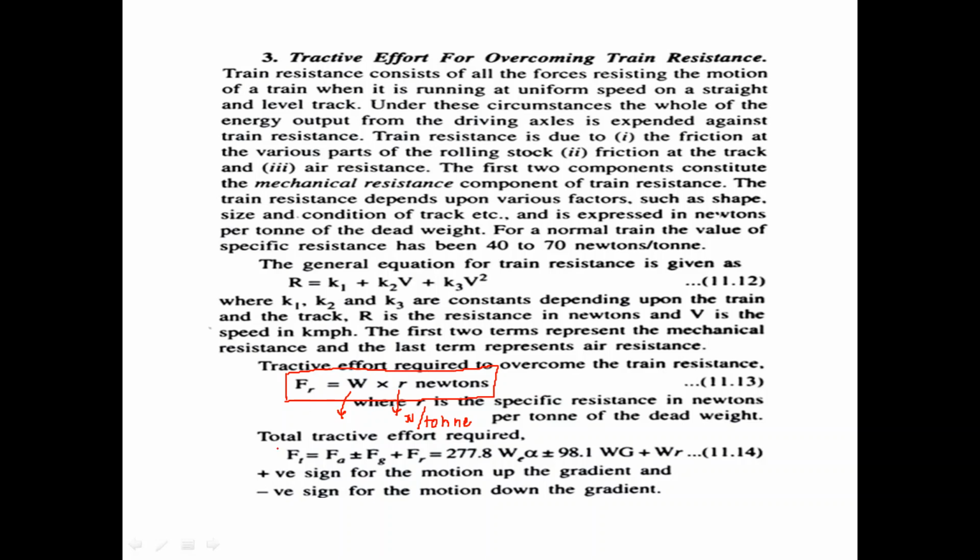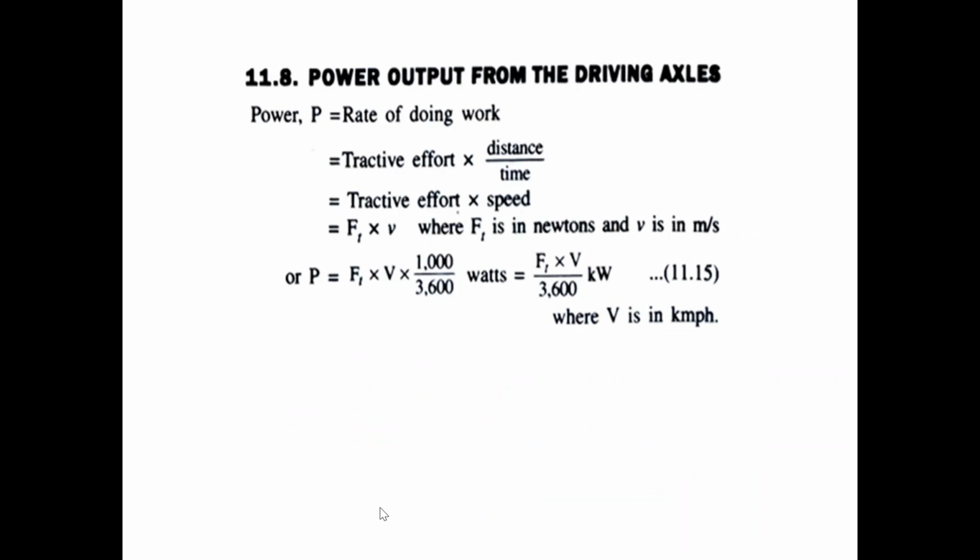So this is the final equation we have for the total tractive effort required to propel the train. We have to remember this equation: 277.8 We alpha, plus or minus, plus if it is up gradient and minus if it is down gradient, 98.1 Wg, plus Wr. So this equation we have to remember for calculating the total tractive effort required for the train movement. And if you multiply this tractive force with the distance, then we will get the energy. We will see how energy can be calculated from this tractive effort in the next video.